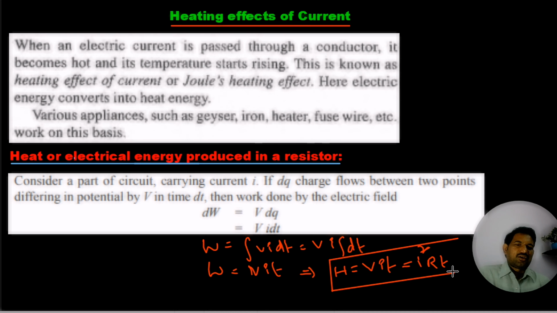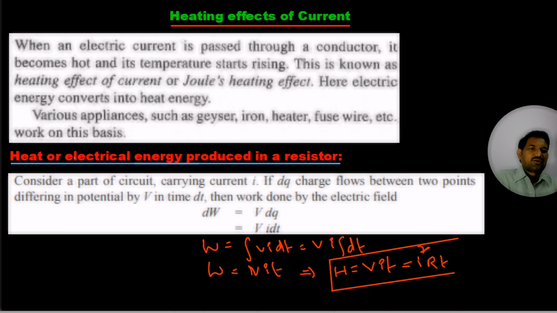So V is equal to... you can also express this equation as V square by R into T. That means you can express it in different ways like this. So this is nothing but what we call the expression for heat energy. All these three are the same. You can use it as either VIT, or I square RT, or V square by RT.